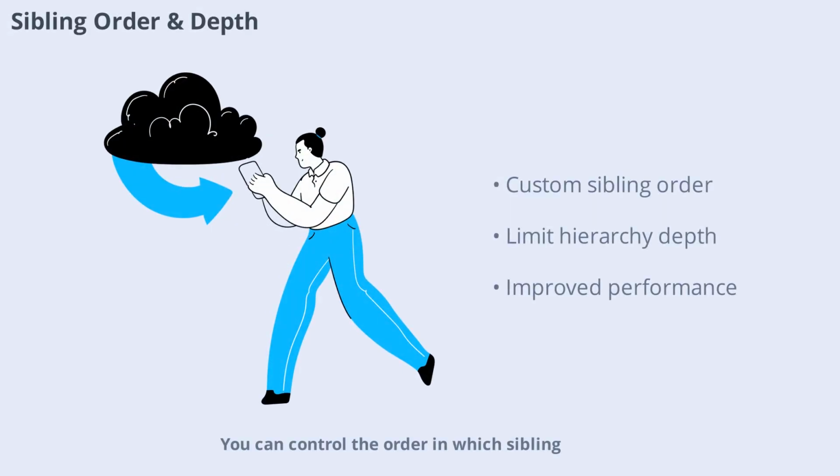You can control the order in which sibling nodes appear using the sibling order by clause. This overrides the original source order, ensuring your hierarchy is sorted as needed. The depth parameter lets you limit how deep the hierarchy traversal goes, which can improve performance when you only need part of the tree. These options help you fine-tune the hierarchy output for your specific analysis or reporting needs.